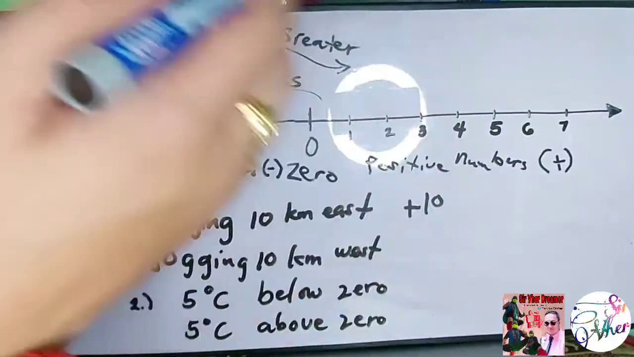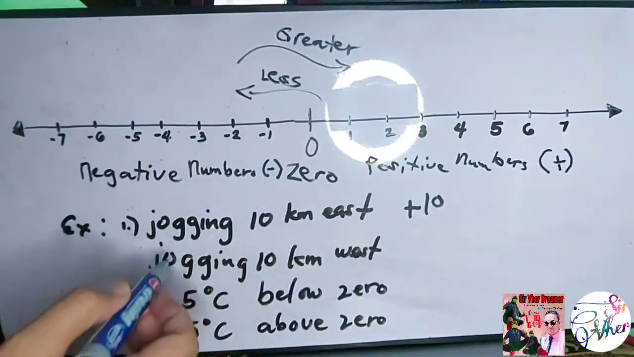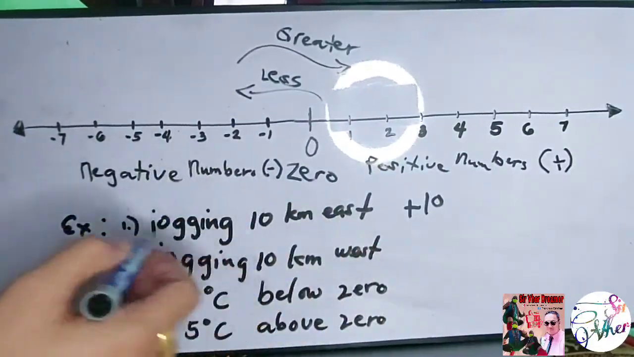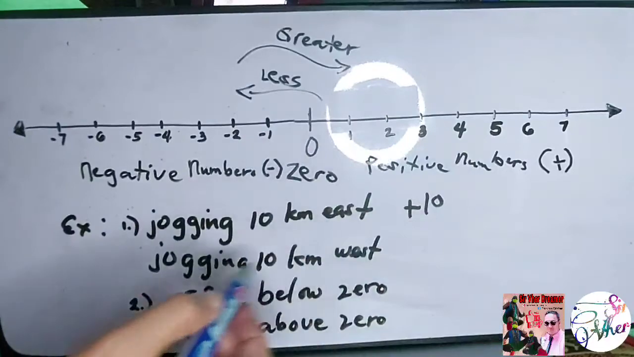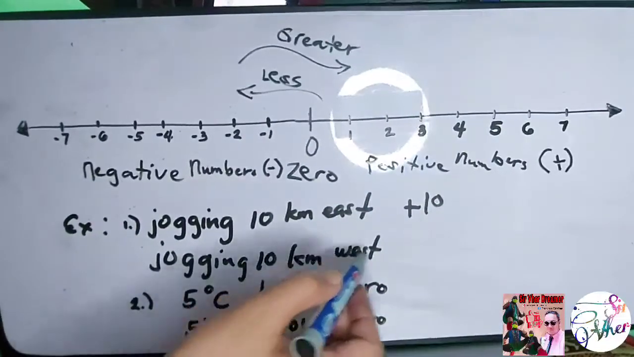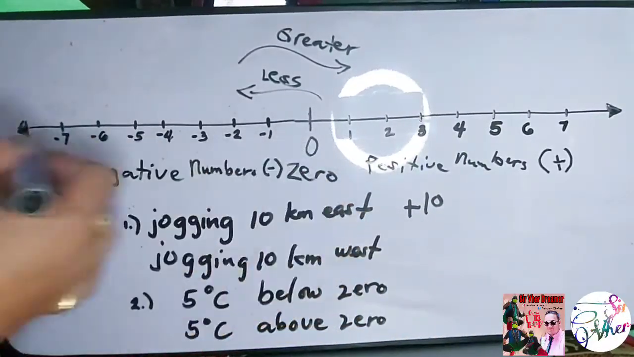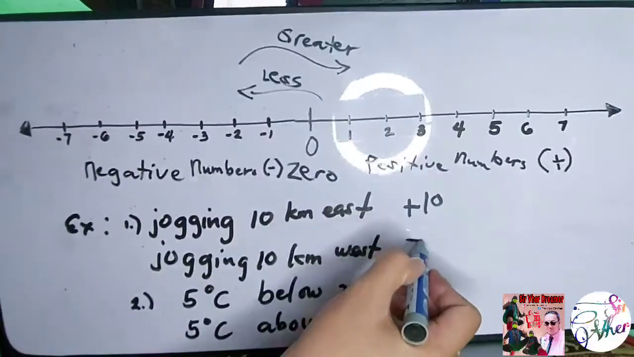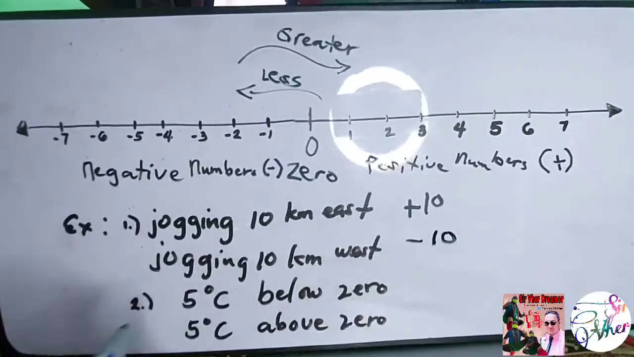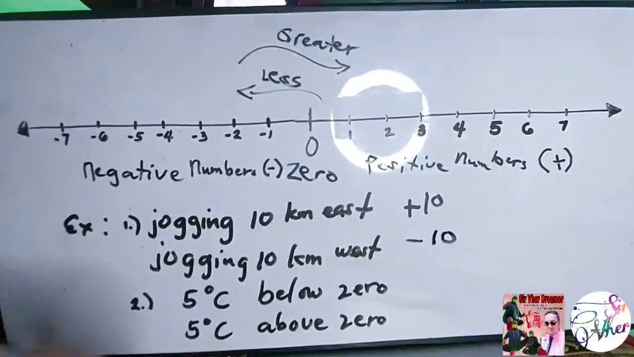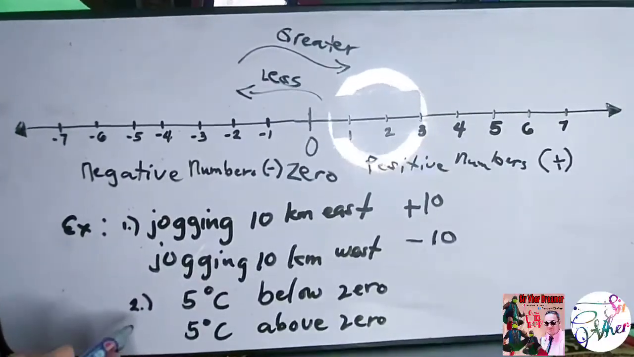Then for the opposite of the statement, let us get the opposite of jogging 10 kilometer east. So we have jogging 10 kilometer west. From 0, 10 kilometer west, that is negative 10. Okay, nakukuha? Did you get it? Very good. Okay, let's fill up another example, number 2.